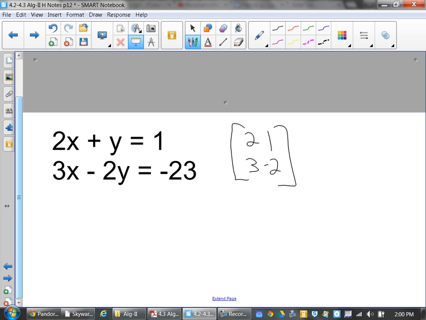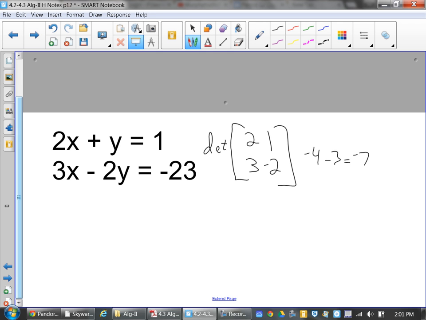All right. Find the determinant of it right away. We're going to find the determinant of this coefficient matrix. Remember, chutes, then ladders. Work your way down to work your way up. All right. Negative 4 minus 3, you get negative 7. So the determinant of the coefficient matrix is negative 7. You okay with that? Yes. All right. Now here's where we use this.